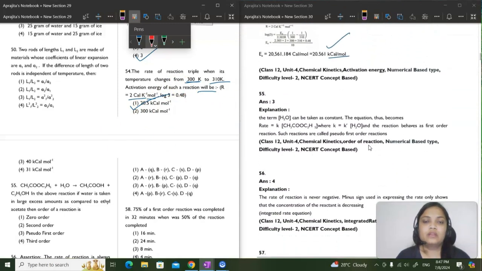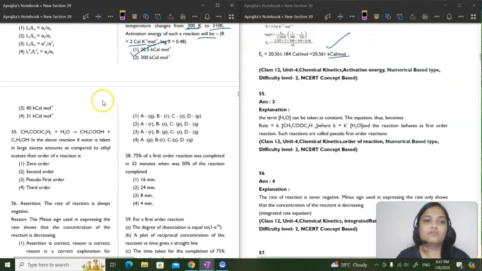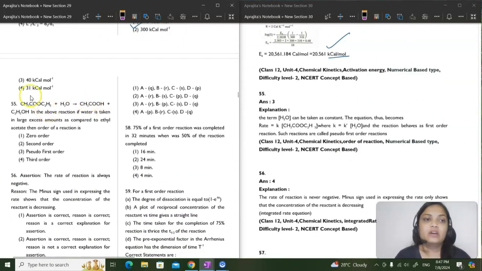So that was another question. Now let's move on to question number 55. Here a reaction is given. In the above reaction, if water is taken in a large excess amount as compared to ethyl acetate, then what is the order of the reaction? Here we have ethyl acetate and water as the reactants, and they are giving you ethanoic acid and ethanol.